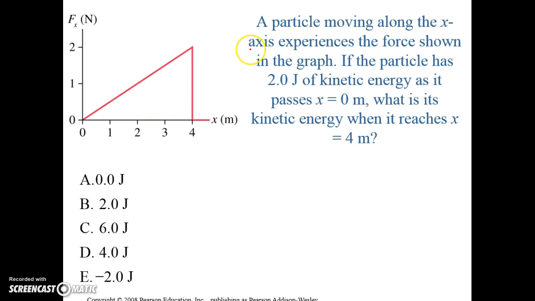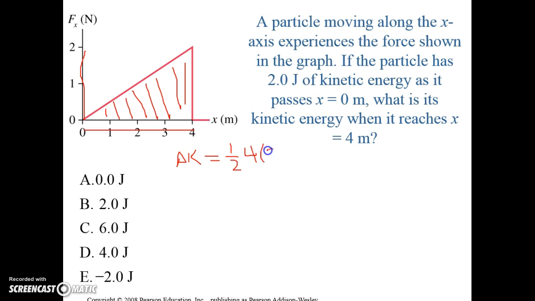And so here is an example. Particle moving along the x-axis experiences the force shown in the graph. If the particle has 2 joules of kinetic energy as it passes x equals 0, what's its kinetic energy when it reaches 4 meters? So in order to find the change in kinetic energy, I need this area. So delta K is going to equal the area, which is going to be 1/2 the base, which is 4, times the height, which is 2. And the 2's cancel, and so I end up with 4 joules is the change in kinetic energy. This is a positive change, so the Kf would equal 2 plus the positive change of 4 gives me 6 joules.